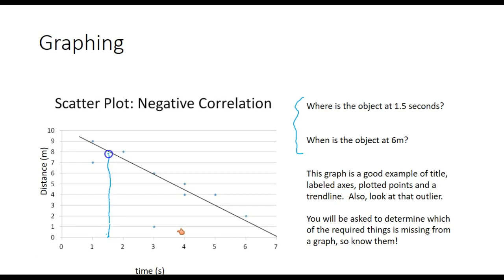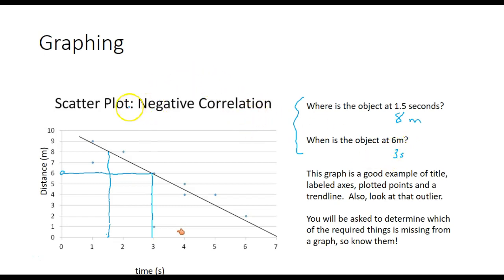I would use a ruler. And so we hit right there at 1.5 seconds, and so it must be at 8 meters at 1.5 seconds. The other thing you can read is when is the object at 6 meters. So we start at 6 meters here and go out until we intersect our trend line, not our data. And then we go down, and that says that at about 3 seconds, it was at 6 meters.